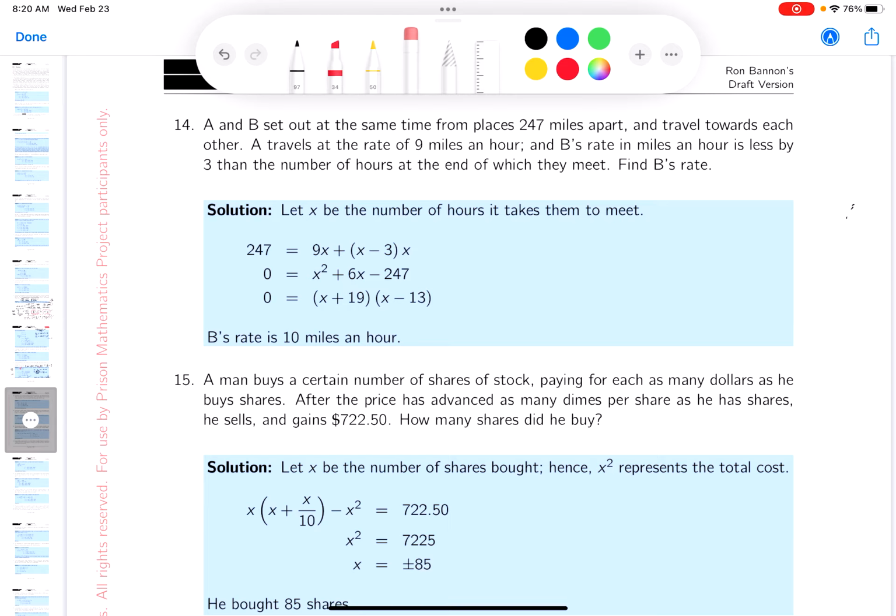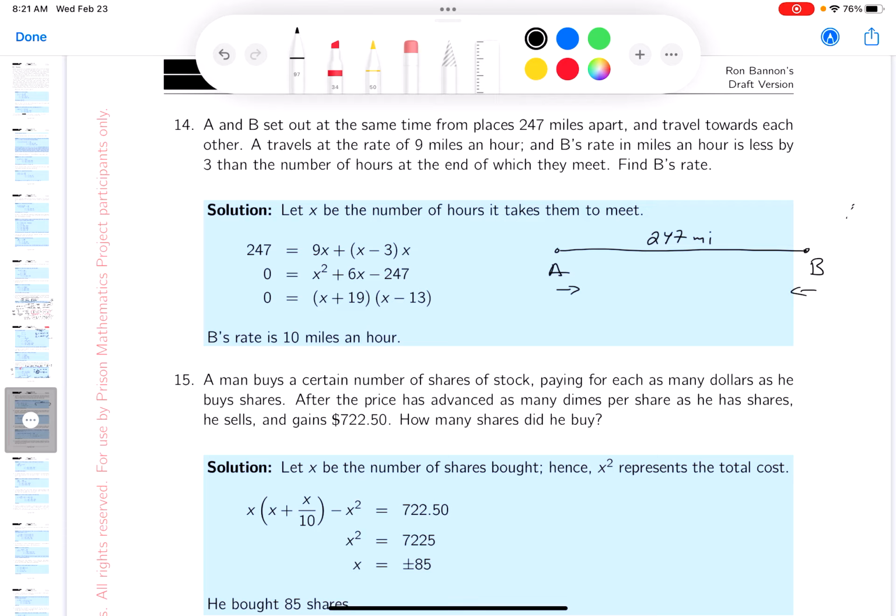Okay, so it says A and B set out at the same time from places that are 247 miles apart. I'm going to visualize this as a straight line between two places, where A is here and B is over here. They set out at the same time, and the distance between these two places is 247 miles. They travel towards each other. So I know A is going in this direction, B is going in this direction, all right?